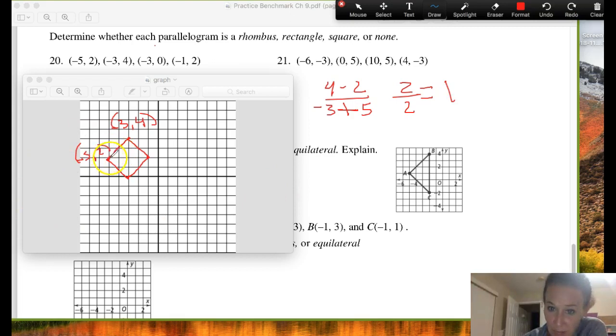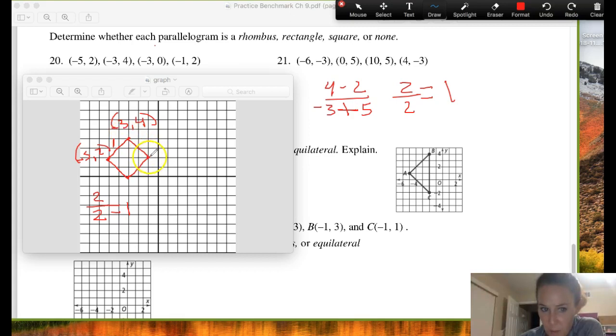Now another way you can do it without doing the math on that is just count. Count up 1, 2, over 1, 2. Rise over run. So I counted up 2 over 2, which is 1. So this slope is 1. Now if this slope is -1, they're opposite reciprocals. Let's check. Just count it.